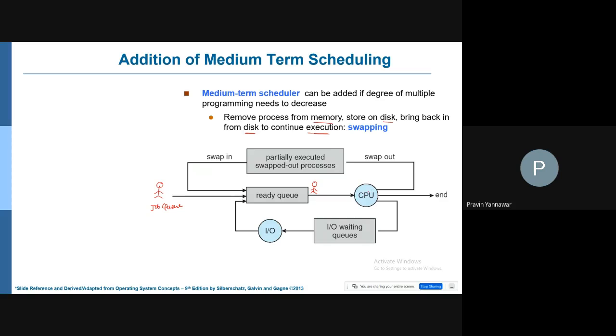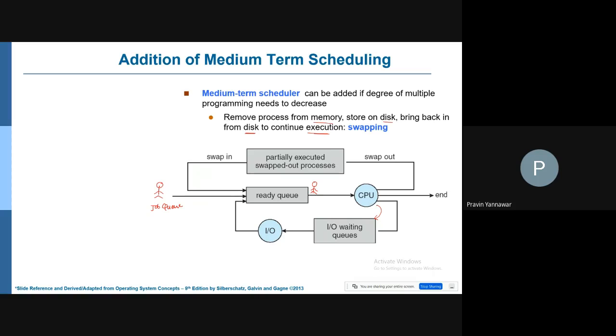If this particular process only requires the CPU, we can say this is a CPU bound process. But if it requires some IO, then it will be shifted to the IO queues. So when IO gets completed, it is shifted again to the ready queue.